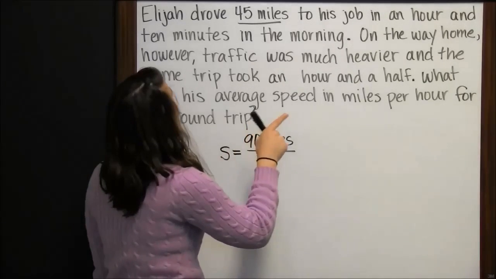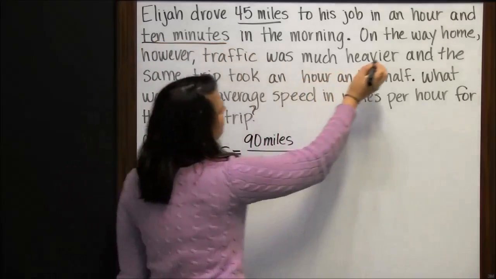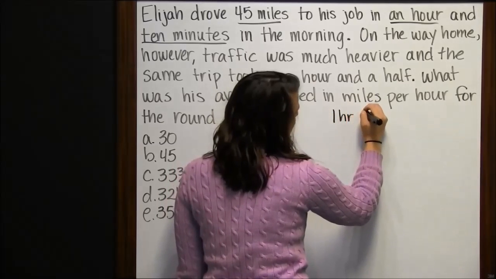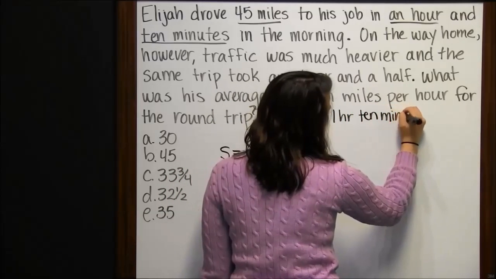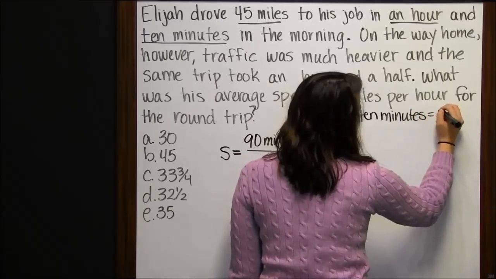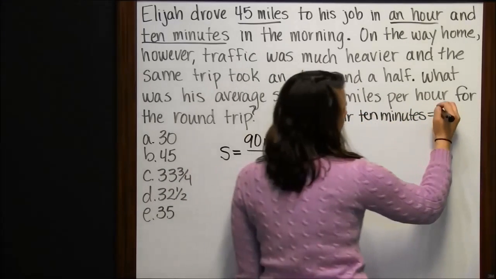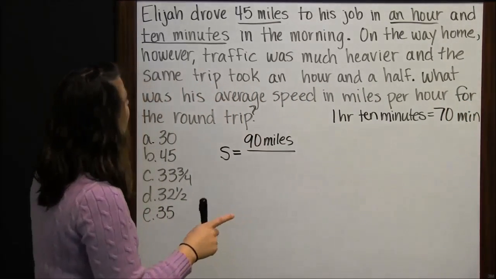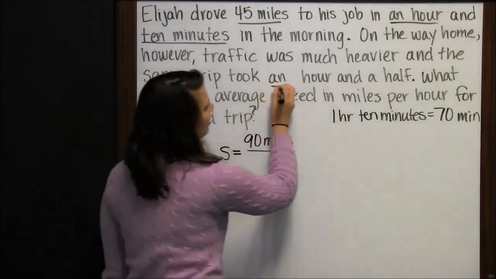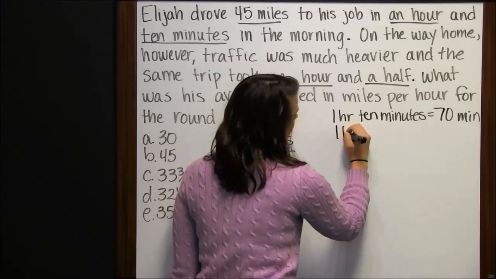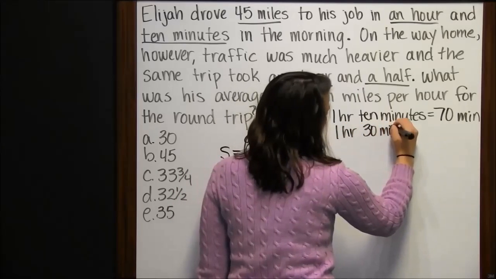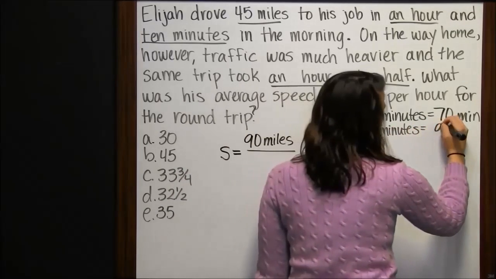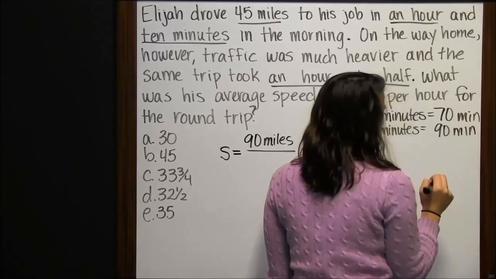It says it took him an hour and 10 minutes to get to his job. So 1 hour and 10 minutes is a total of 60 minutes plus 10 minutes, 70 minutes. Then on the way home, it took him an hour and a half. So 1 hour, 30 minutes. Again, an hour, 60 minutes plus 30 minutes means a total of 90 minutes.